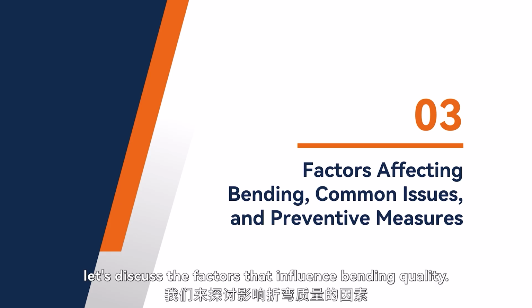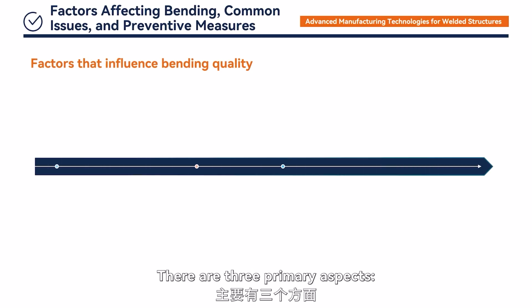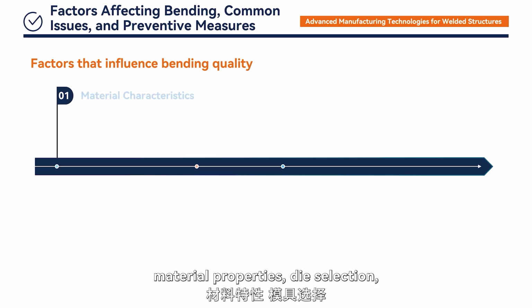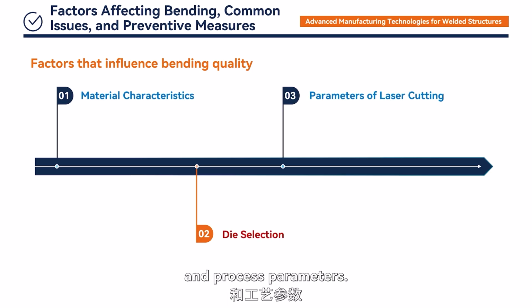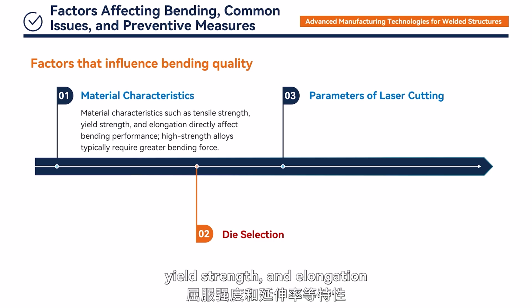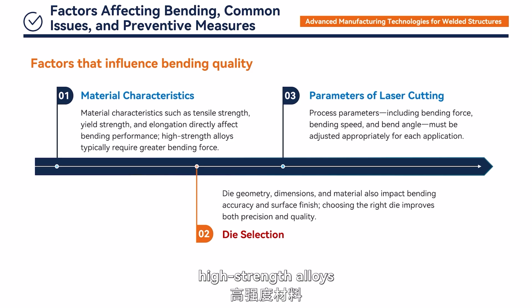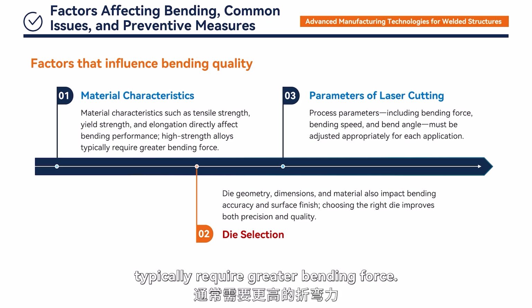Next, let's discuss the factors that influence bending quality. There are three primary aspects: material properties, die selection, and process parameters. Material characteristics such as tensile strength, yield strength, and elongation directly affect bending performance. High-strength alloys typically require greater bending force.